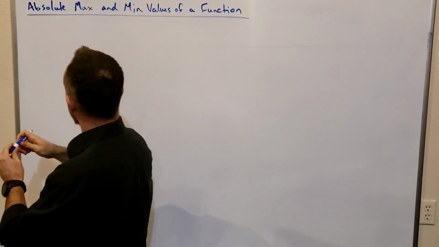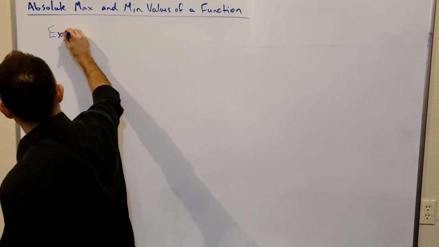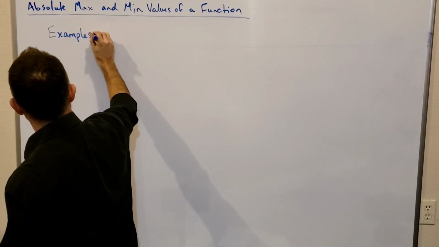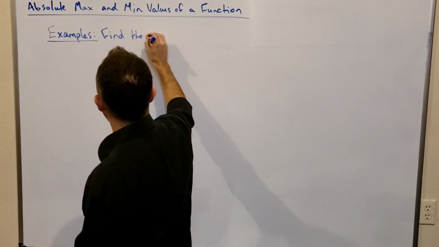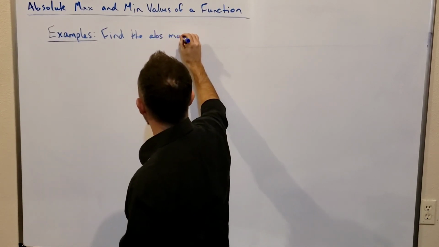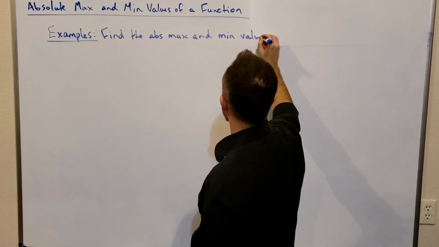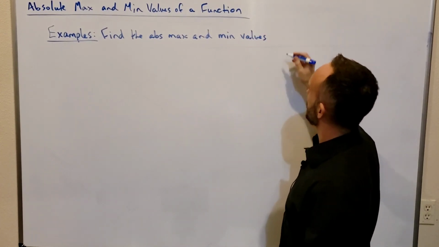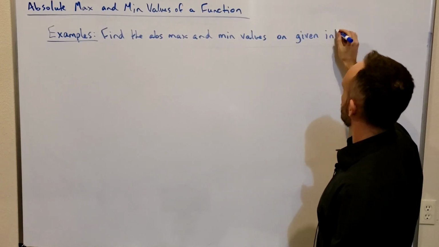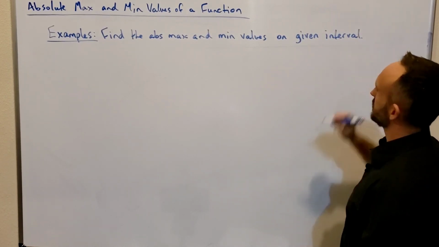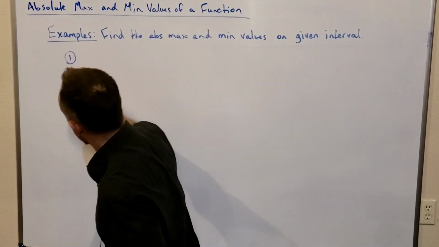So we'll do probably 3 examples. Find the absolute max and min values on the given interval. So example 1, we'll do a very basic function to begin with.